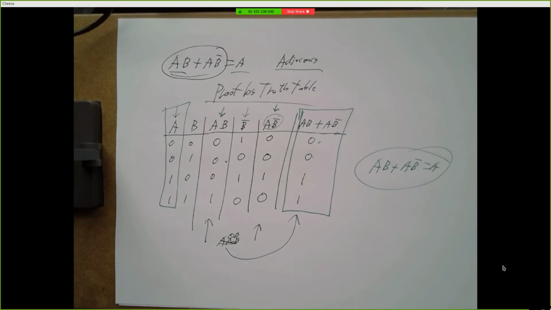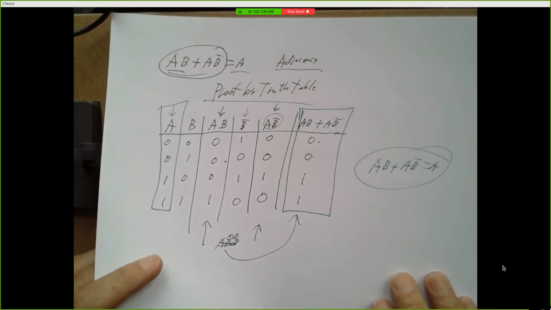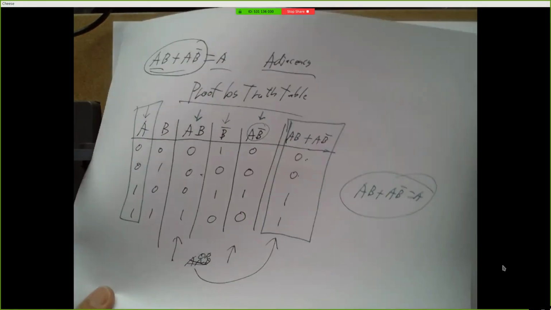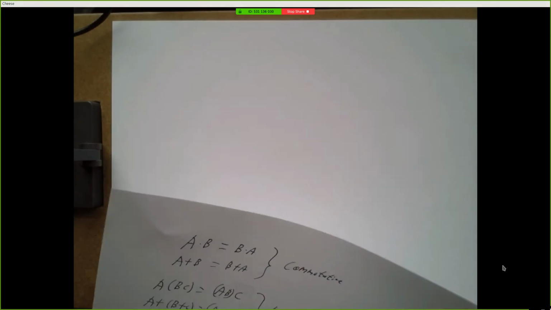All right, so any questions about that? All right, so you can look in the book. You can find other expressions, but the basic ones. Is that a question?